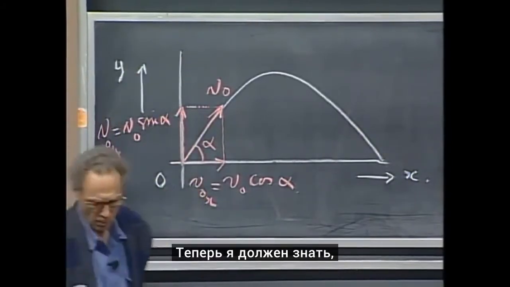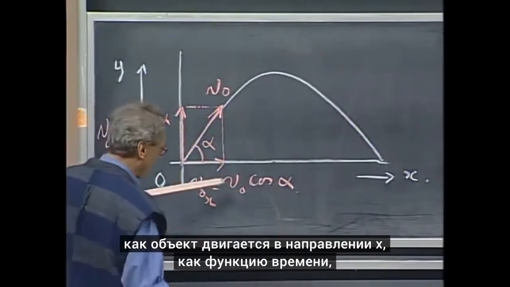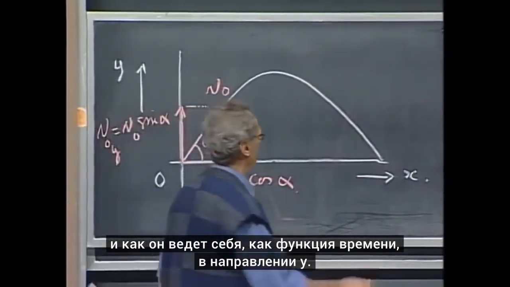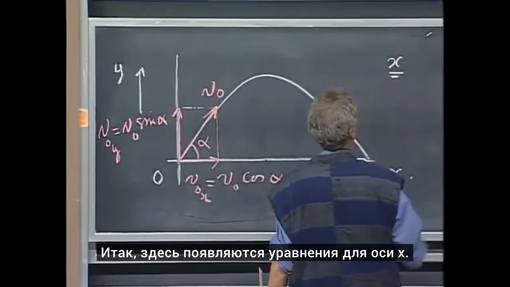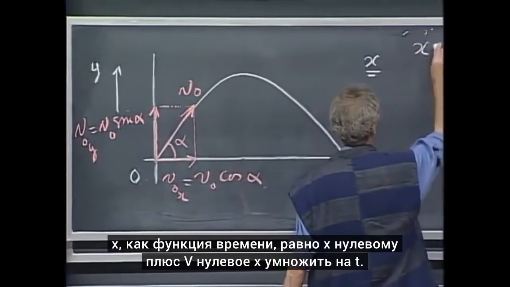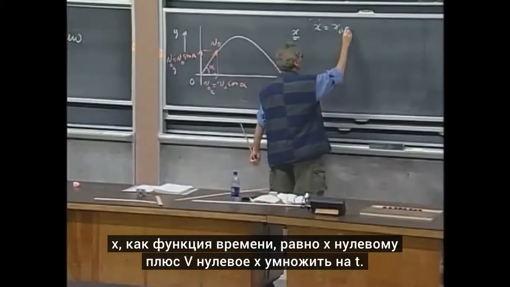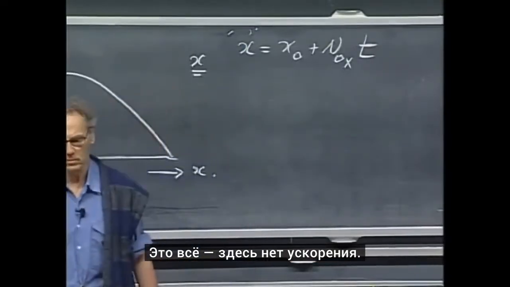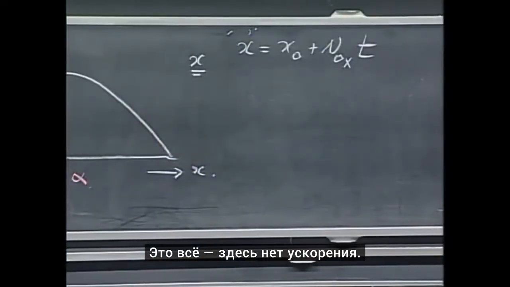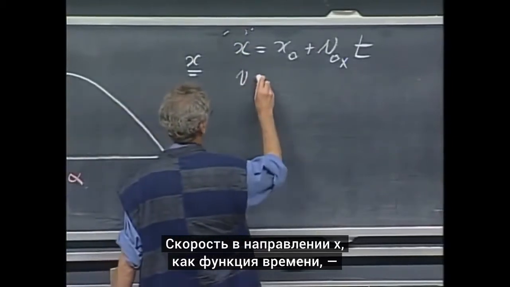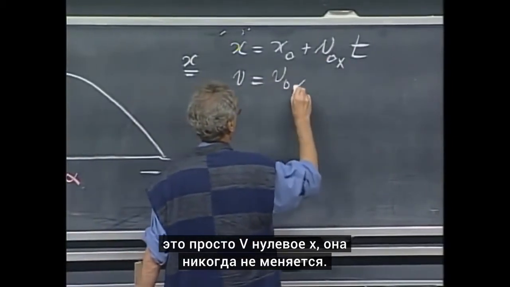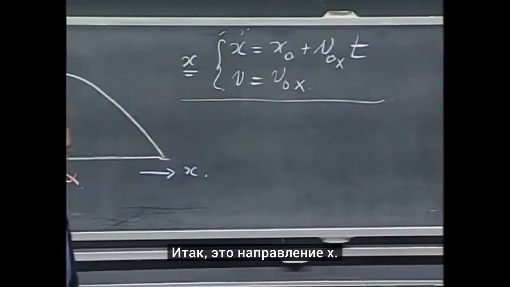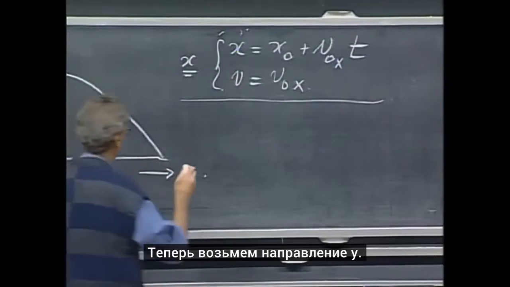And now, I have to know how the object moves in the x direction as a function of time and how it behaves as a function of time in the y direction. So here come the equations for the x direction. X as a function of time equals x0 plus v0x times t. That's all, there is no acceleration. The velocity in the x direction as a function of time is simply v0x. It never changes. So that's the x direction. Now we take the y direction.